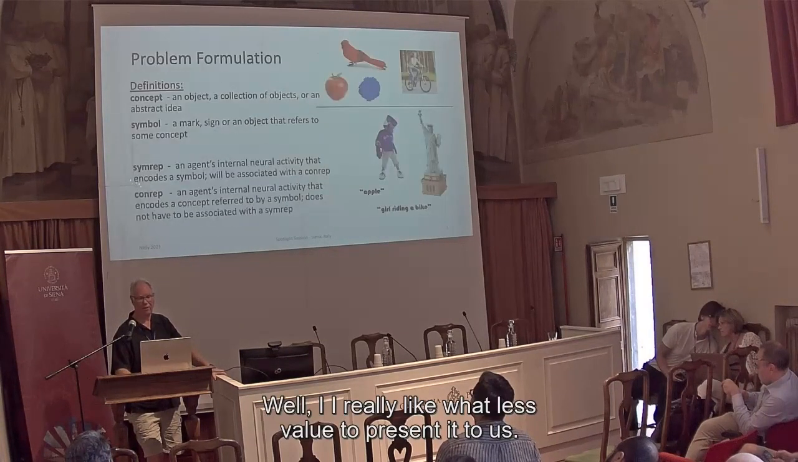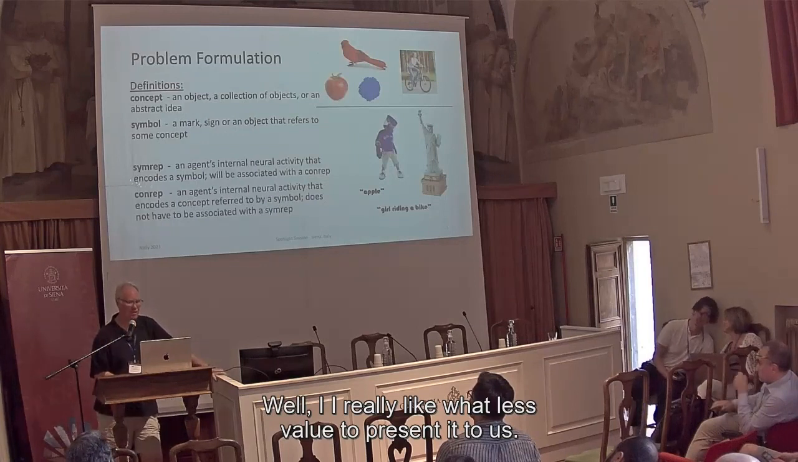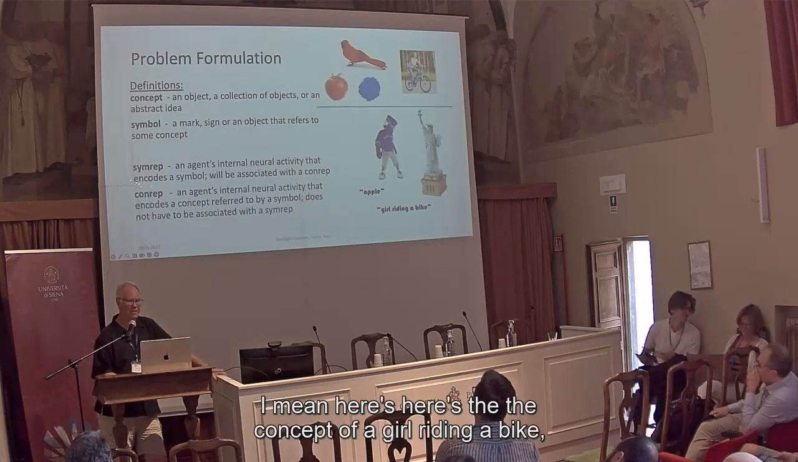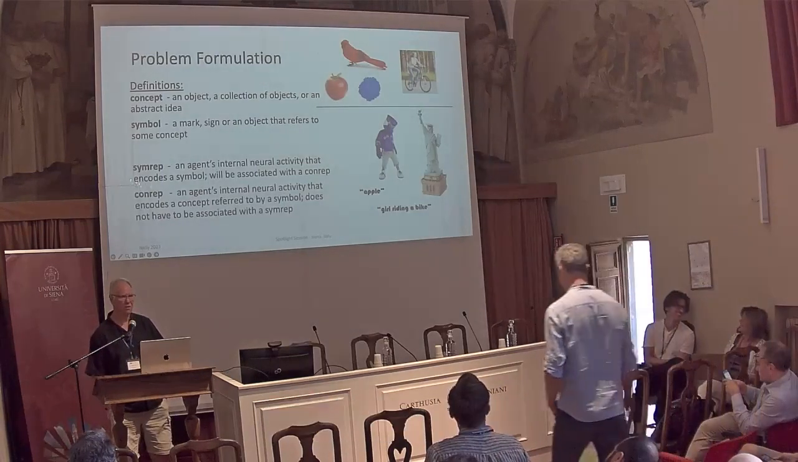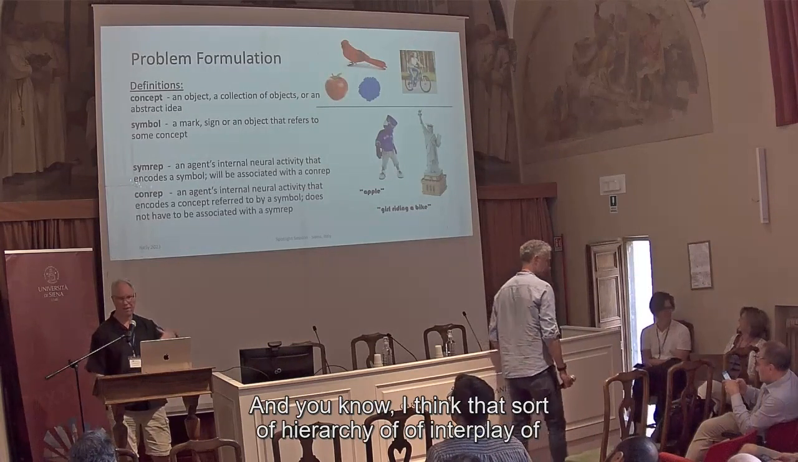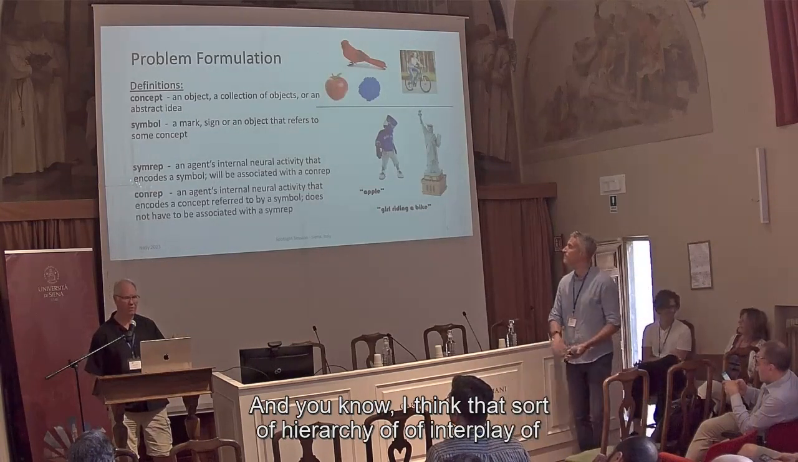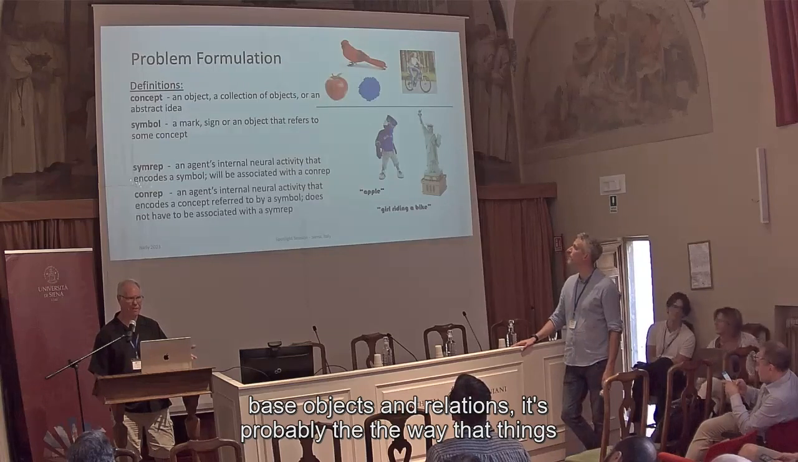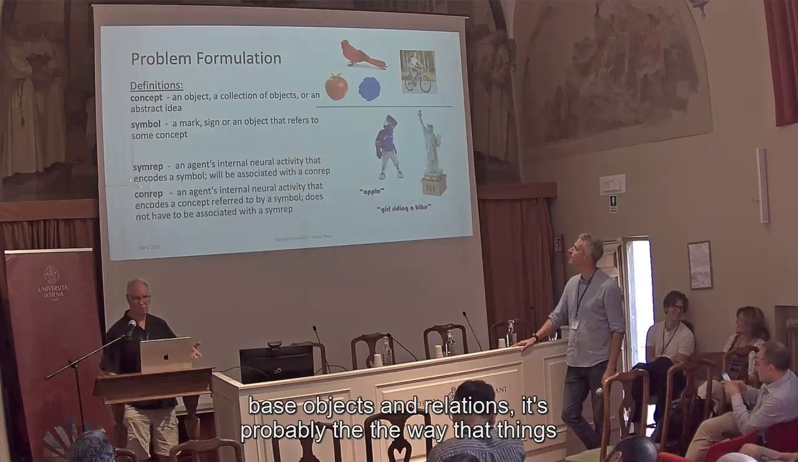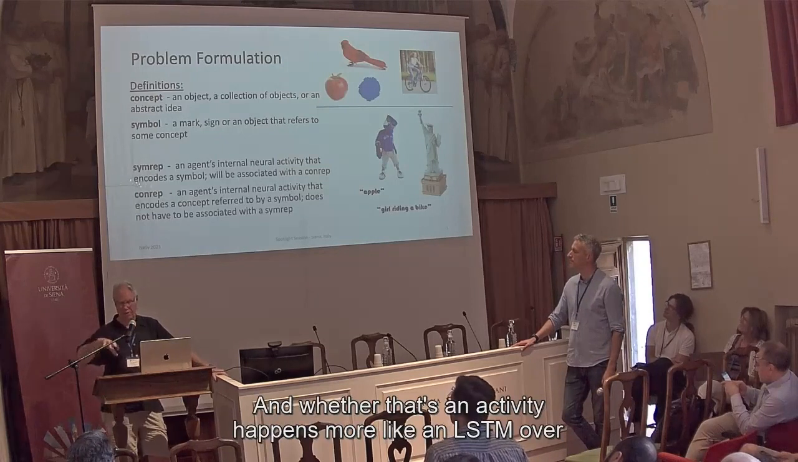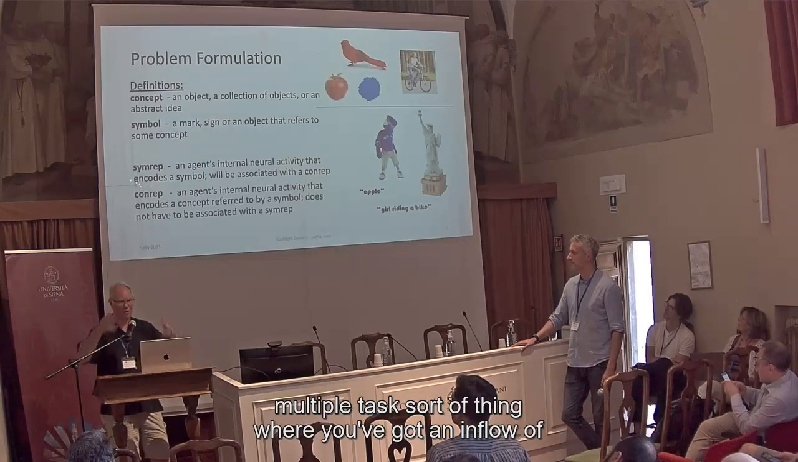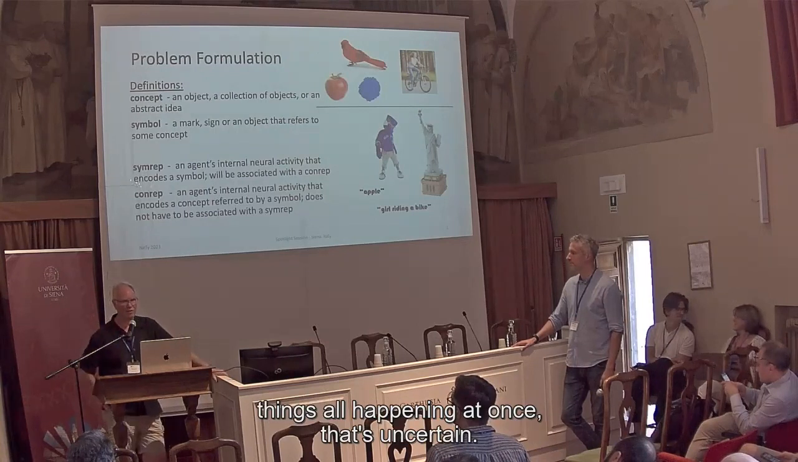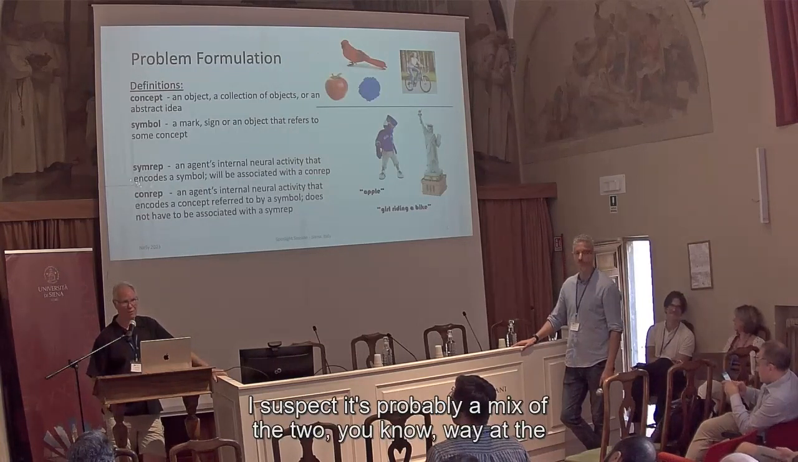Well, I really like what Les Valiant had presented to us. I mean, here's the concept of a girl riding a bike, which clearly is a collection of components. And I think that sort of hierarchy of interplay of base objects and relations is probably the way that things are happening. Now, whether that's an activity that happens more like an LSTM over time and puts it together, or if it's more like a multiple task sort of thing where you've got an inflow of things all happening at once, it's uncertain. I suspect it's probably a mix of the two.